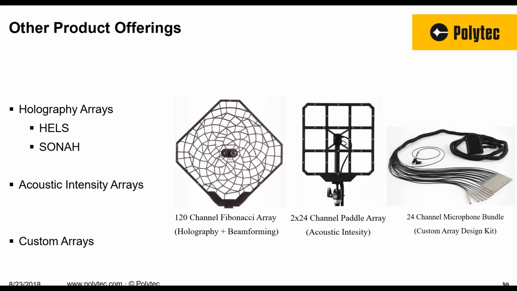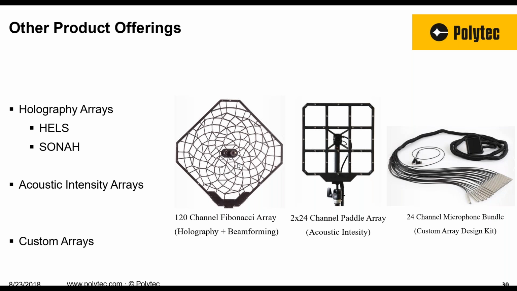Some other product offerings we have beyond beamforming is some holography arrays. This is a 120 channel Fibonacci array. It's capable of both holography and beamforming. Hence why it has two cameras. One camera is used for beamforming and more far field measurement, and the other camera is more of a fisheye lens for the near field holography measurements.